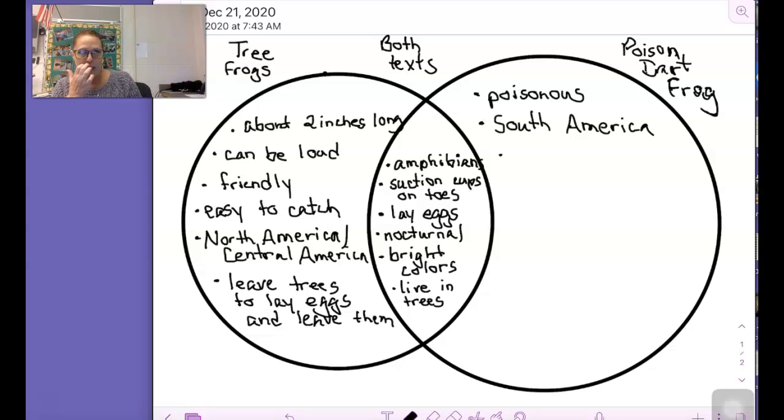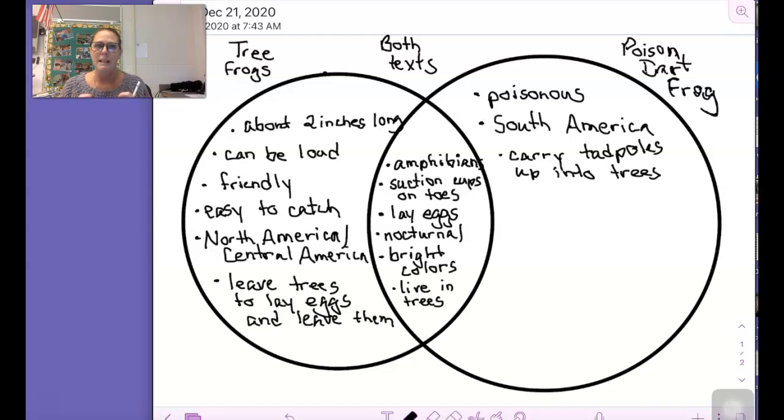Poison dart frogs actually carry their tadpoles. So they might lay their eggs also out of the trees, but they carry their tadpoles up into trees. And then remember, the tadpoles live in the water that's in plants, okay? Poison dart frogs are endangered, which means that their habitats are being destroyed. So there's not that many poison dart frogs around anymore, and they're trying to save them.